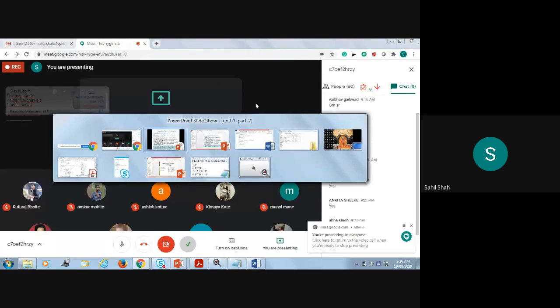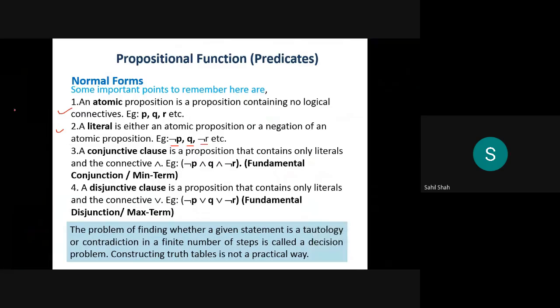Moving forward. So atomic and literal is clear. Now we are having two types of normal forms, known as, let me write here, CNF. CNF stands for conjunctive normal form, and we are having one more that is known as DNF. So before going for the definitions of conjunctive normal form and disjunctive normal form, the third definition, a conjunctive clause, is also known as fundamental conjunction or minterm.